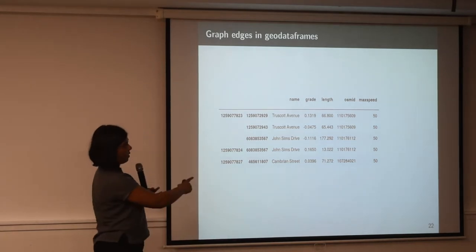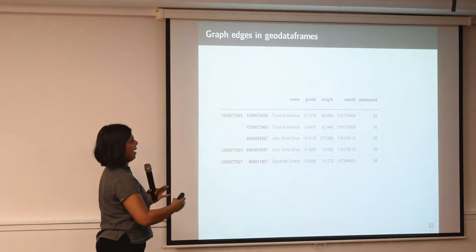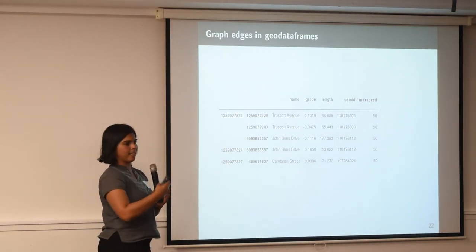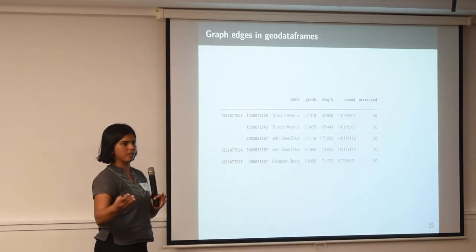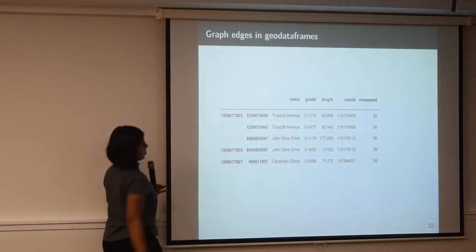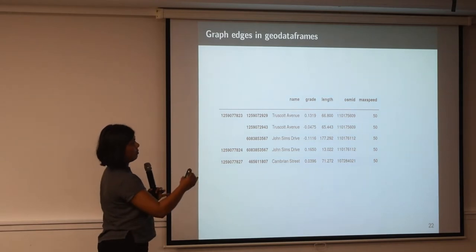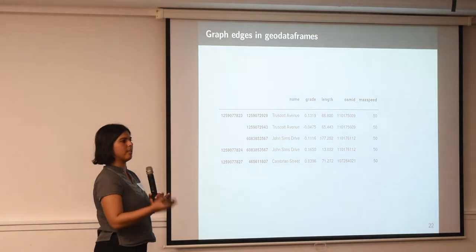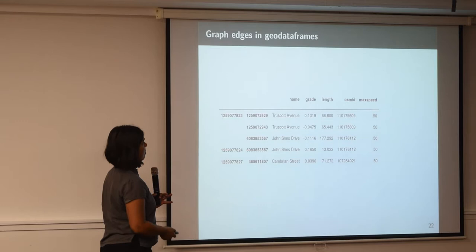You also have the street grade, so the inclination of the street. You have how long that particular segment is. Because remember, because we've made intersections nodes, a street can be broken up into multiple edges, multiple segments that will have a length. So you'll see many values for Truscott Avenue, for example. And then OSM also gives you the driving speed of that particular segment. There's a lot of other metadata that you can use to enrich. I just selected a few that people would be familiar with.